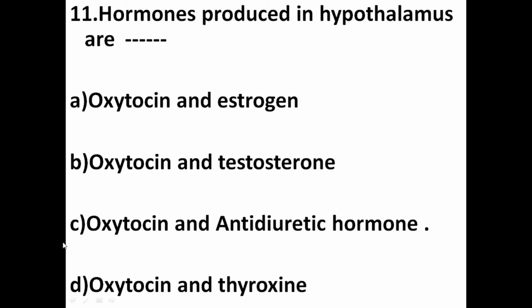11th one, hormones produced in hypothalamus are option A, oxytocin and estrogen. Option B, oxytocin and testosterone. Option C, oxytocin and antidiuretic hormones. Option D, oxytocin and thyroxine. Answer, option C, oxytocin and antidiuretic hormone.